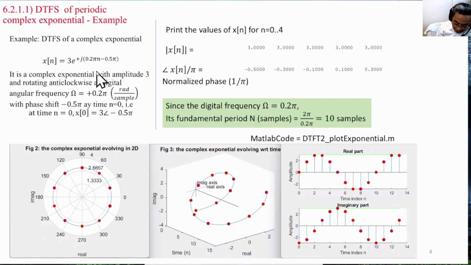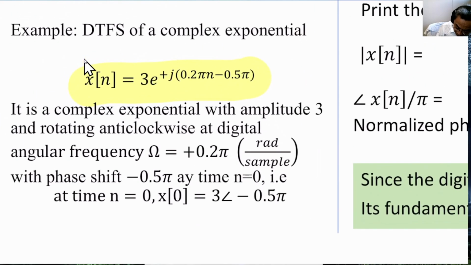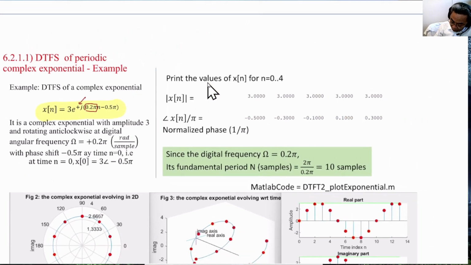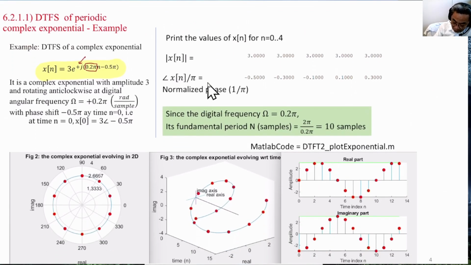The simplest complex exponential that we will study is this one. It has an amplitude of 3 and it is rotating at 0.2 pi radian per sample, and it has a phase shift of minus 0.5 pi. The plus sign on the angle means that as sample n grows, the complex exponential is rotating anti-clockwise.